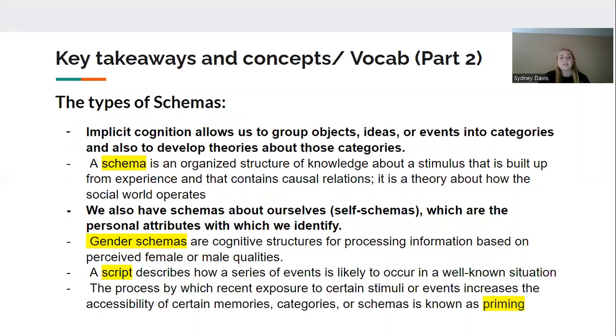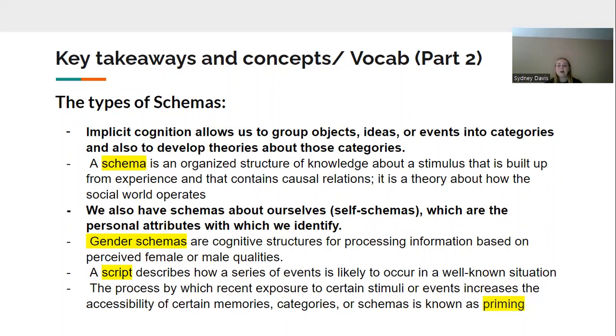The types of schemas. Now I'll be talking about implicit cognition and the different types of schemas that come into place. Implicit cognition allows us to group objects, ideas, or events into categories, and also to develop theories about these categories. A schema is an organized structure of knowledge about a stimulus that is built up from experience and that contains causal relations. It is a theory about how the social world operates.